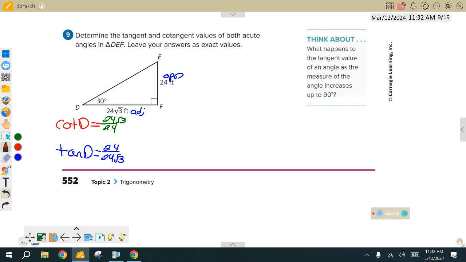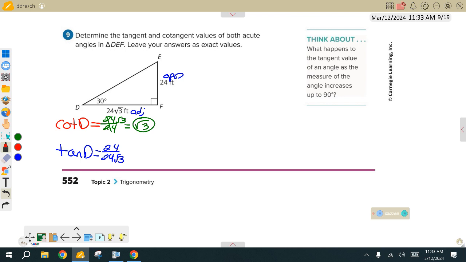What's the only thing I have to do now? Yep, simplify those 24s, don't I? What happens to the 24s? Yep, they cancel out. And what's my final answer? Just root 3. So the cotangent of angle D is the reciprocal of the tangent ratio. I always do my tangent ratio, flip it, reduce if I have to, or do anything else. That's how I would always encourage you to do it, because you guys know what the tangent ratio is, and then the reciprocal. Okay? Let's do another one.